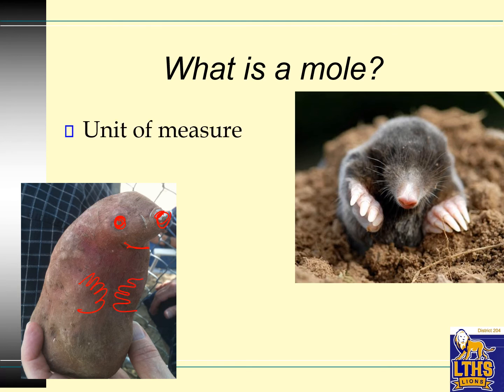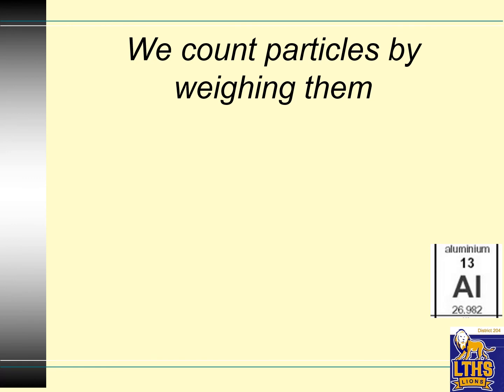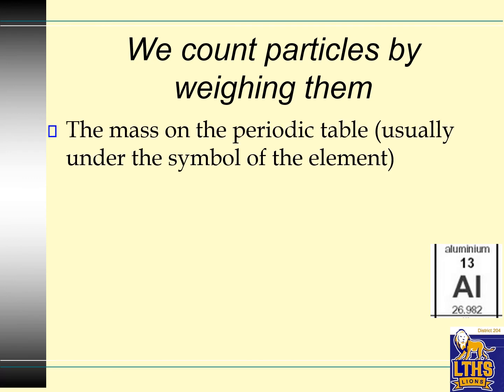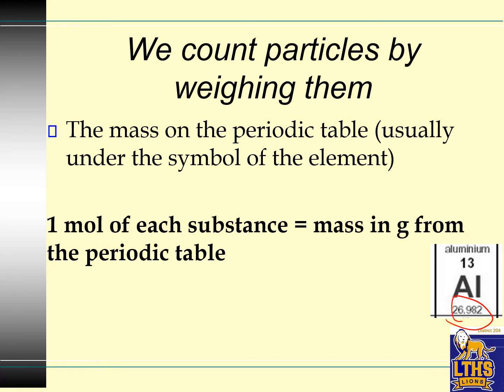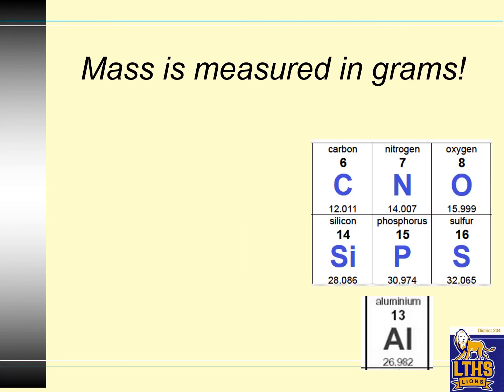Anyway, a mole is a unit of measure in chemistry, and we're going to count out how many particles we have by weighing them. On the periodic table, usually under the symbol of an element is how much a mole of that stuff weighs. So 1 mole of aluminum weighs 26.982 grams from the periodic table.